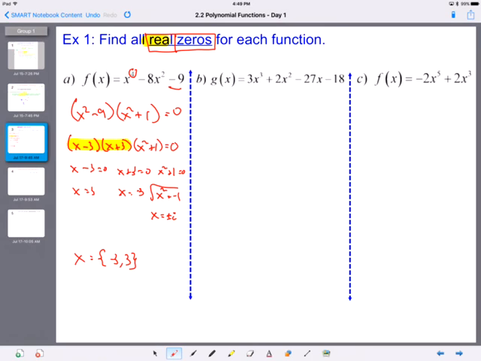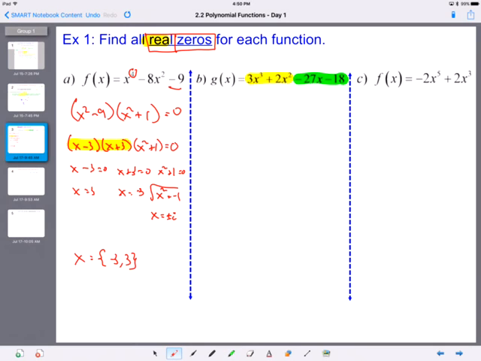Alright, and so moving on to the next one here, we got g of x equals 3x cubed plus 2x squared minus 27x minus 18. This is a method called grouping that you had learned in Algebra 2. So you're going to group the first two, and then you're going to group the last two. I'll show you that method if you forget.